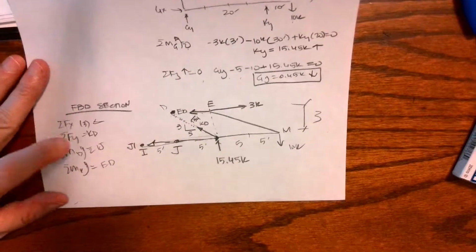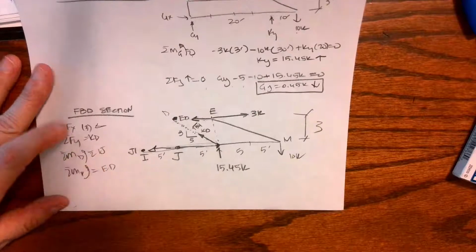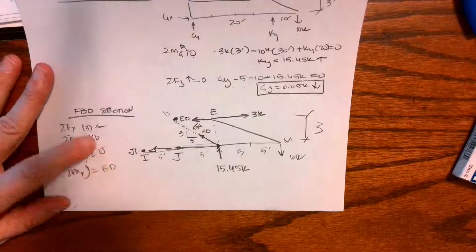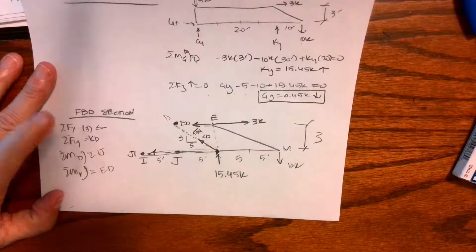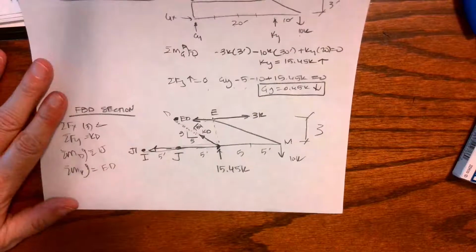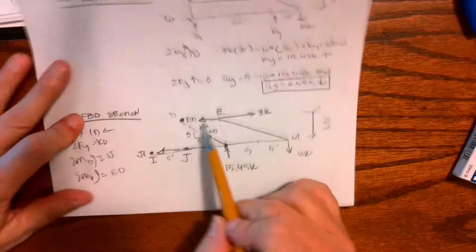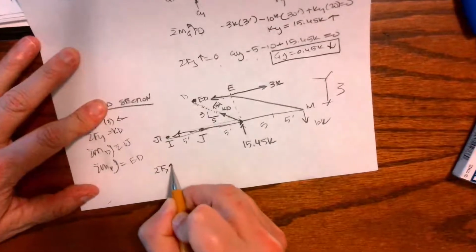So I could solve for KD, KJ, where did I solve for JI? Oh, IJ. So I could solve for these 3 using summing forces Y and moments, and then I could use this equation to make sure that our forces equal 0. So let's just start with summing forces in the y direction.